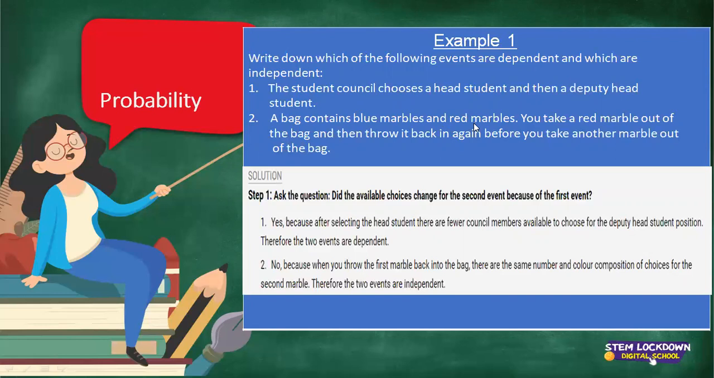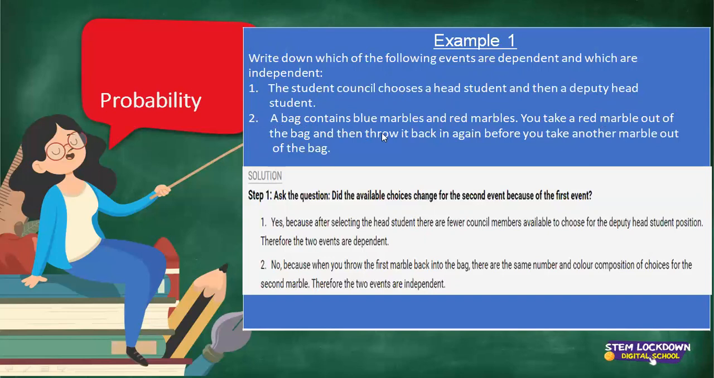So there will be two dependent events, because the probability of choosing the first person as the head student will have an effect on choosing another person as the deputy, because the number of individuals there will be less. By choosing the first person as the head student, you reduce the number of individuals from which the deputy head student is to be chosen. So the event of choosing the head student will affect the chances of choosing the deputy head student. Okay, so we're saying the two events are dependent, because the number of individuals present will be less.